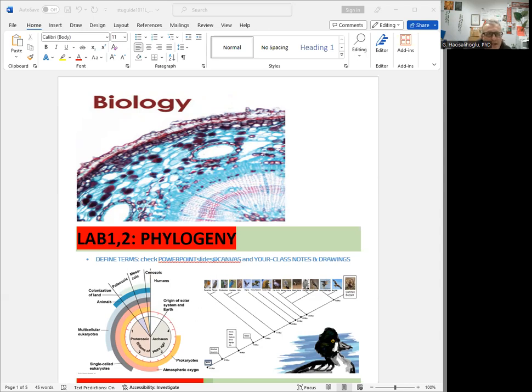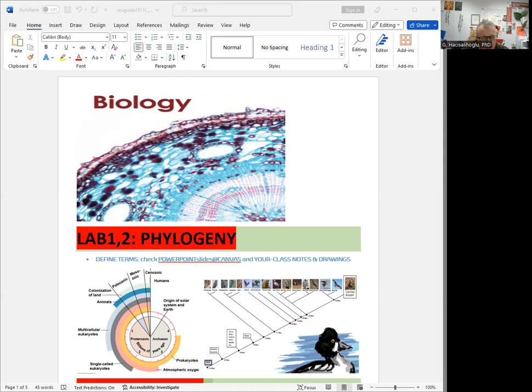Today's topic is Biology 2 Lab, Module 1, which covers five labs. Lab 1 is just the introduction. Lab 2 is phylogeny. Labs 3 and 4 are Protista, and Lab 5 is the first group of non-vascular plants in Plantae. So let's get started.